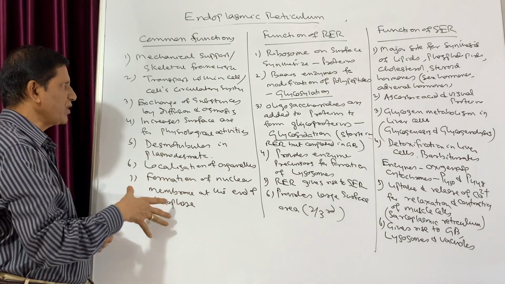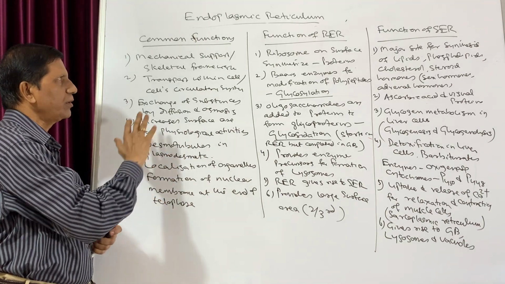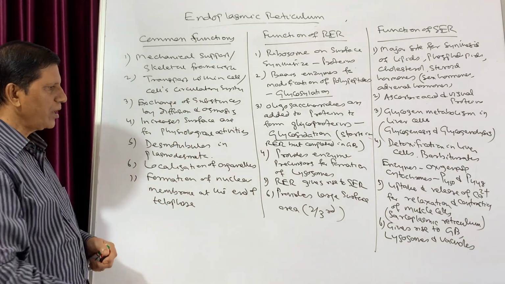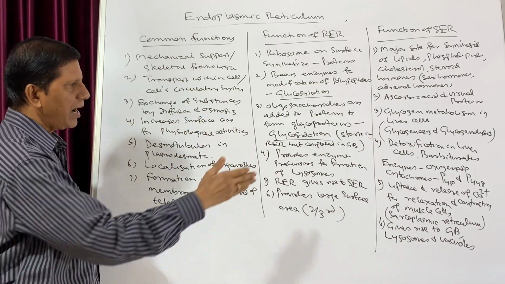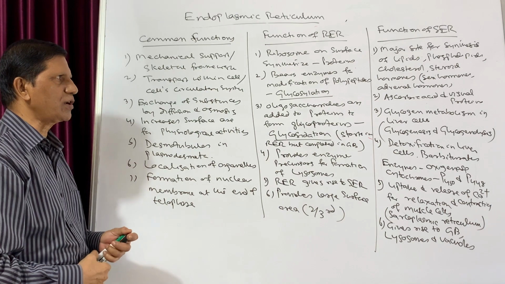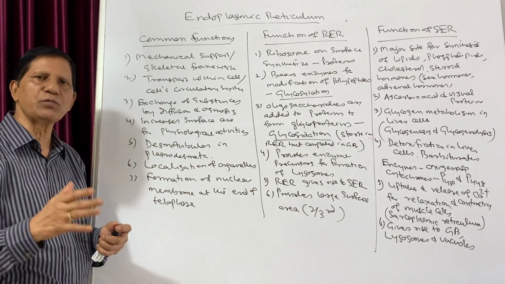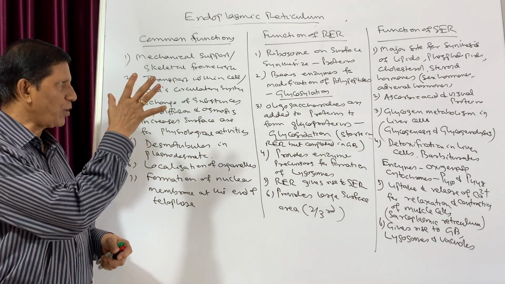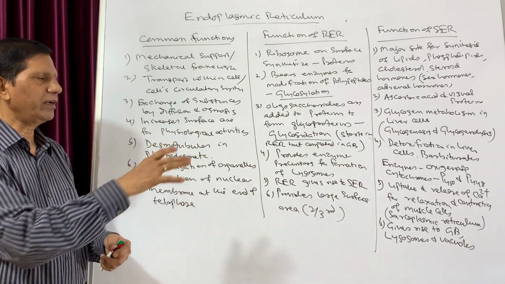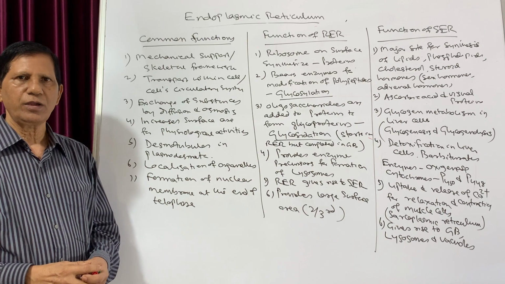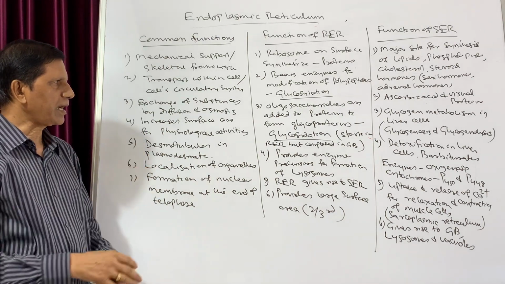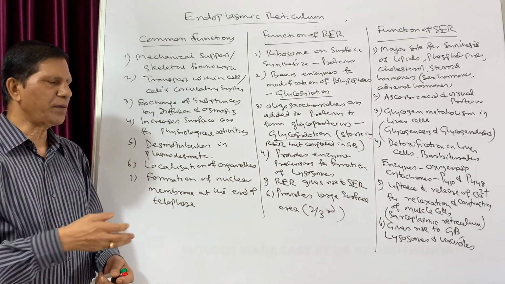These are the 7 functions which are carried out by both rough and smooth endoplasmic reticulum, while these 6 are specifically by rough endoplasmic reticulum, and the last 6 functions are specifically carried out by smooth endoplasmic reticulum. So the functional part of this endoplasmic reticulum is very important from a general point of view. So you can take a snapshot and very easily you can remember it.